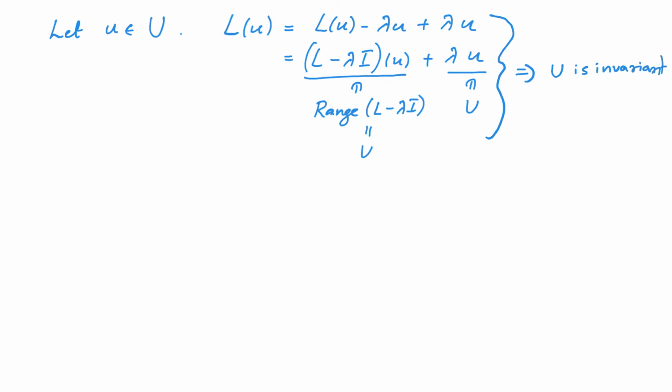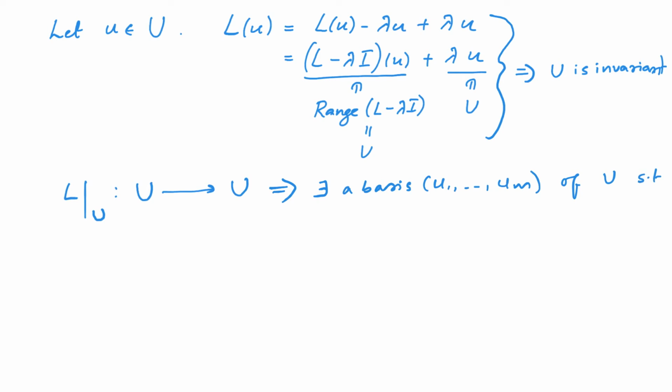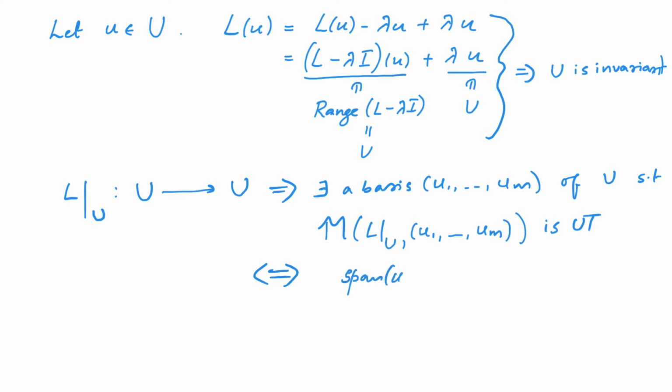Now what do we do? We look at L restricted to the vector subspace U. Now L restricted to U is a linear map from U to U. And U has dimension strictly less than k plus 1. Thus, by the induction hypothesis, there exists a basis u1, u2, u3, etc. up to um of U such that the matrix of L restricted to U with respect to the basis u1, u2, u3, etc. up to um is upper triangular. And we know that this is equivalent to the span of u1 to uj being invariant under the linear map L for all j.